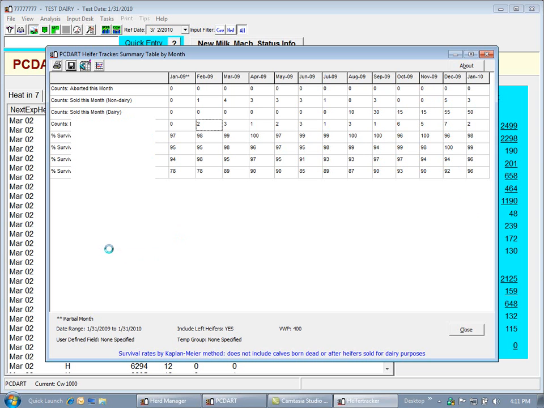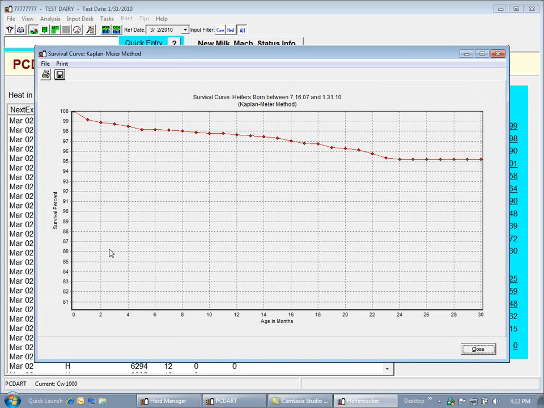So let's generate the survival curve. And there it is. That's, again, the survival curve selected for the current month, January of 2010. So the date range is July 16th, 07 to January 31st of 2010. And this uses the Kaplan-Meier method, which is a well-documented method for calculating survival. We're looking at animals over 30 months.